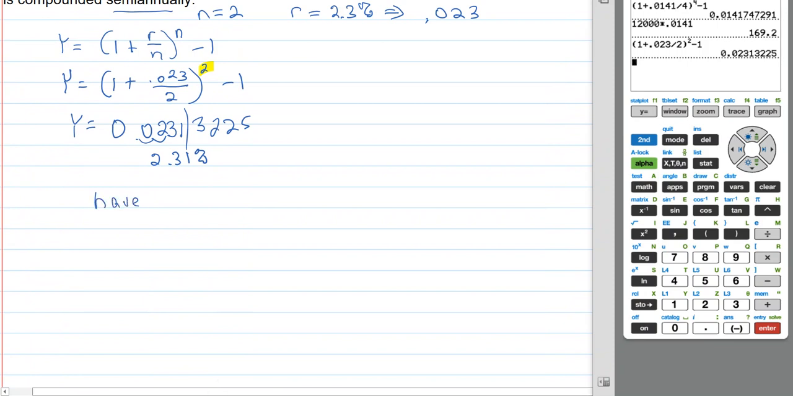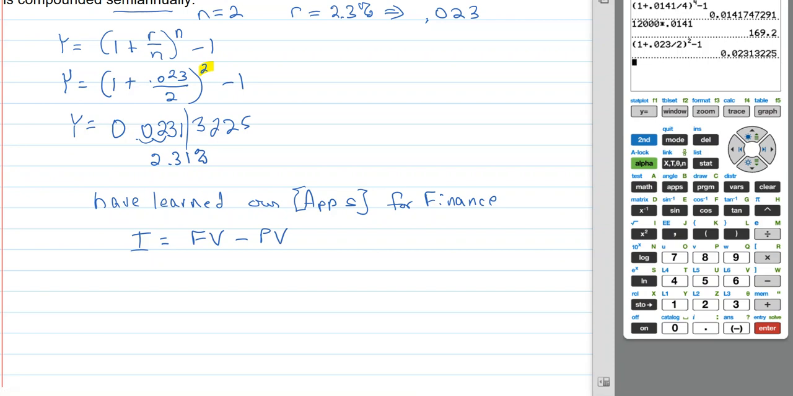So I've learned our formula, and we'll be using it all the way through the end of this section. We've learned again that interest is the future value we calculate minus the present value of the initial deposit. And hopefully you can do this homework with ease. Thank you for listening, and do that homework.